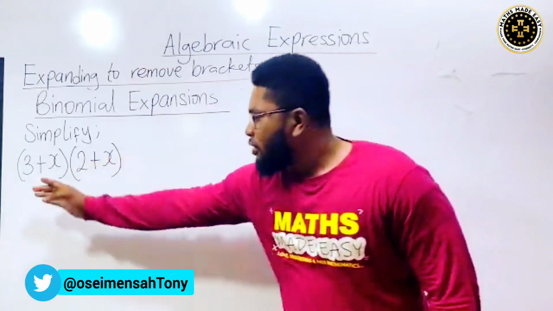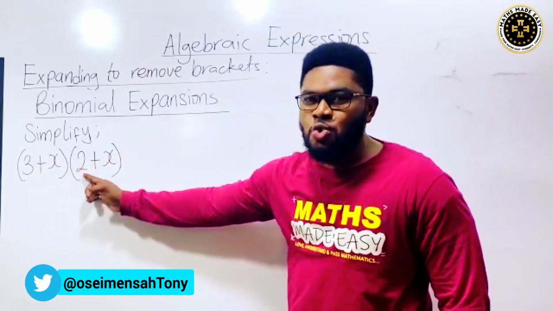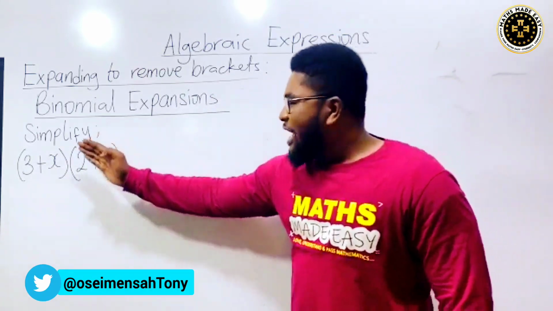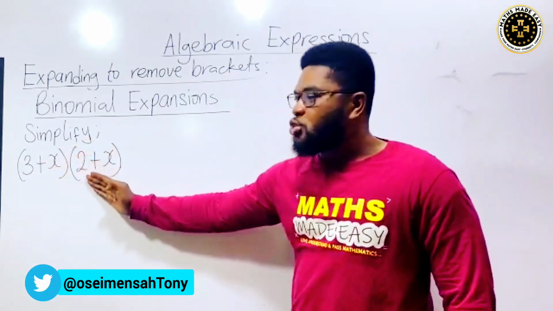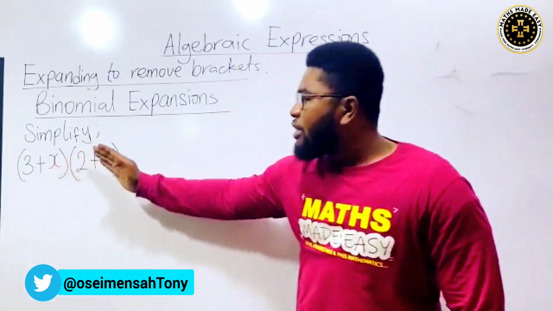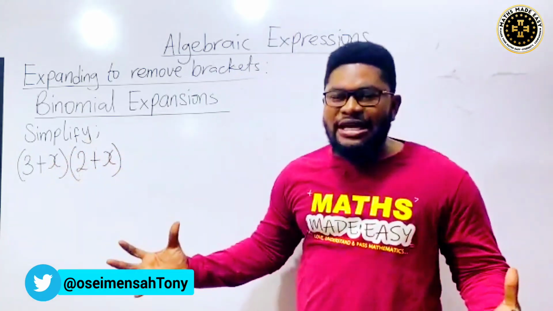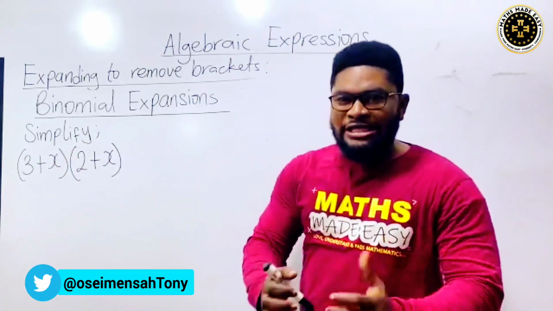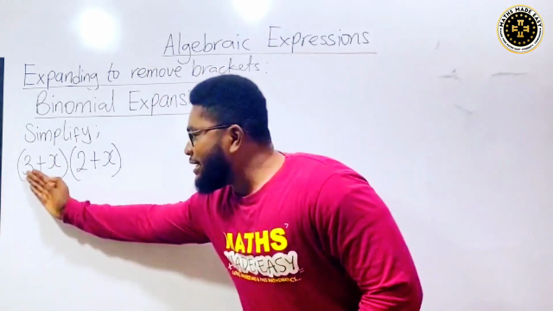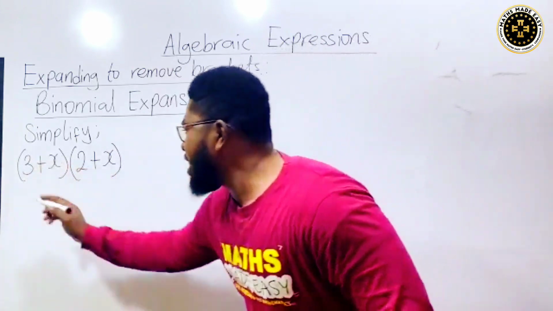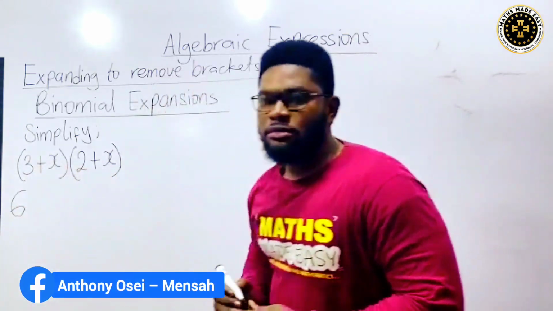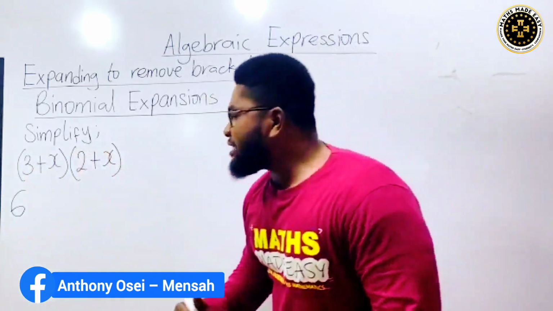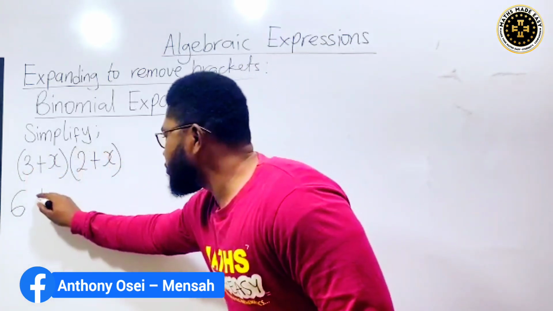That is to say, 3 has to multiply 2. 3 will still multiply x. Then the x will multiply 2 and x will multiply x, giving us an expression whereby the bracket will no longer be there. So let us do that one. 3 times 2 gives us 6. Then 3 times x gives us 3x, which is positive.